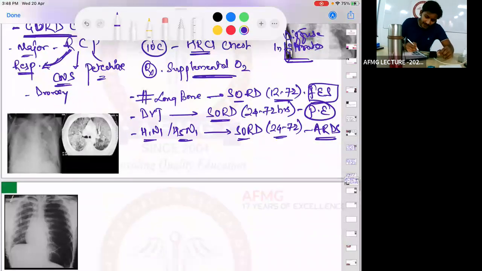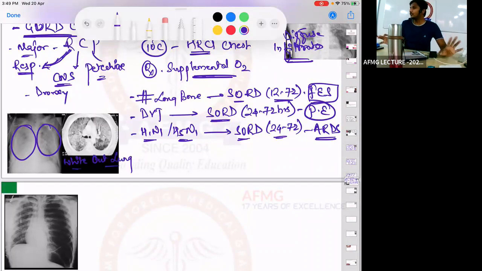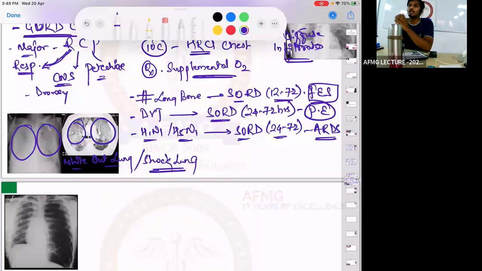If I talk about ARDS X-ray, I can see almost both the lungs are white in color. So these are called white out lungs. Bilateral diffuse pulmonary infiltrates are seen, right? This can also be termed as shock lung. This is the X-ray, and here you can see a CT picture. Both are showing diffuse bilateral pulmonary infiltrates, almost white lung, okay? So white out lung or shock lung, and COVID may be one of the complications of ARDS.